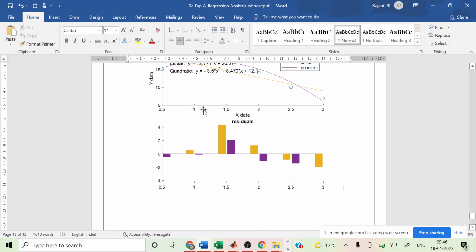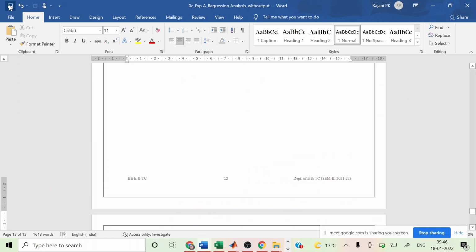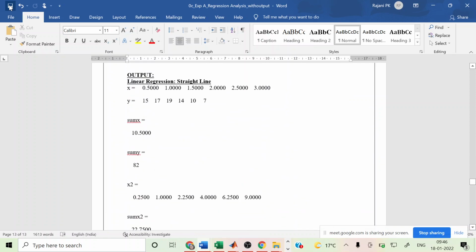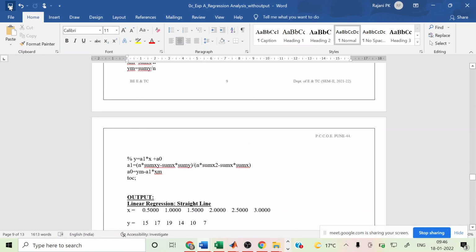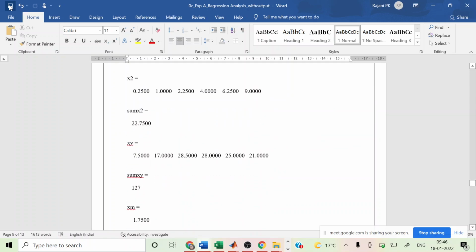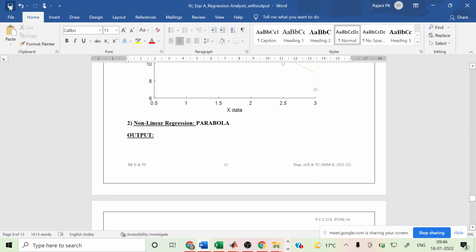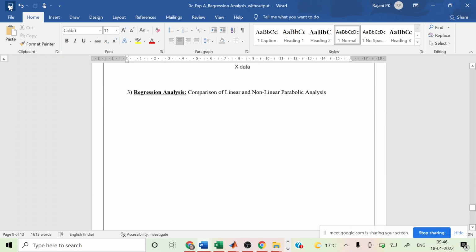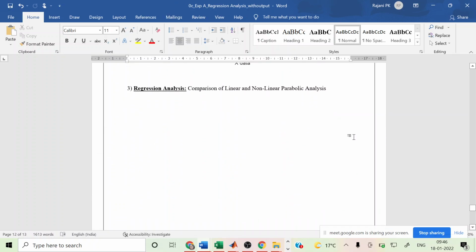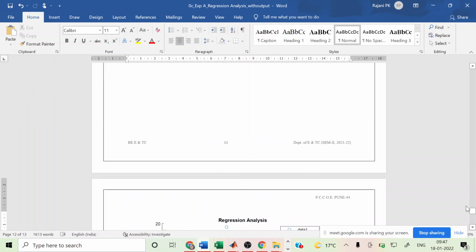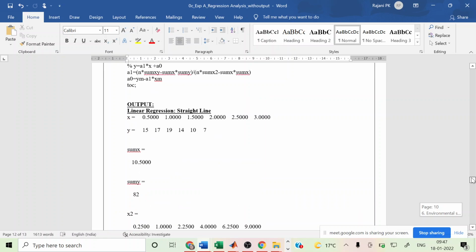Okay, so this is how we will be able to do the experiment. After the experiment, what is expected as output or outcome is, first, you have to produce these outputs: linear regression, a straight line; then non-linear regression, where you can go for the parabolic value; and the third one is a comparison between linear and non-linear regression with this curve. And you can paste this as it is in the Word document.